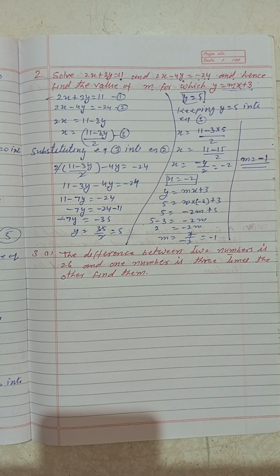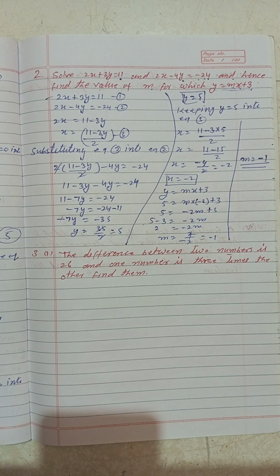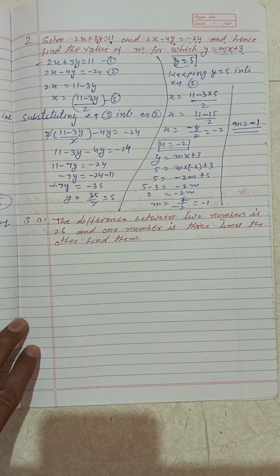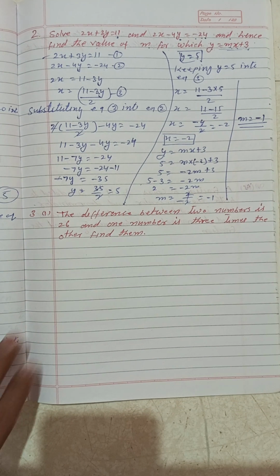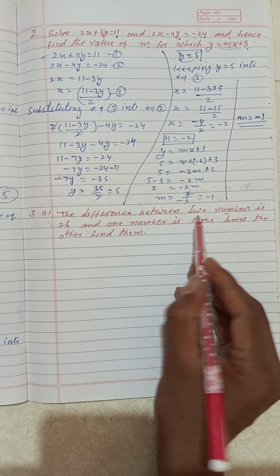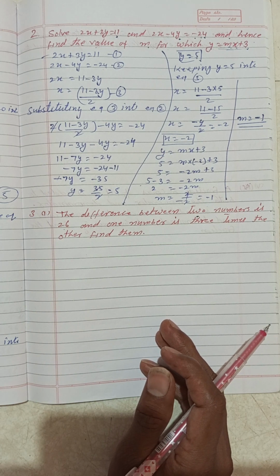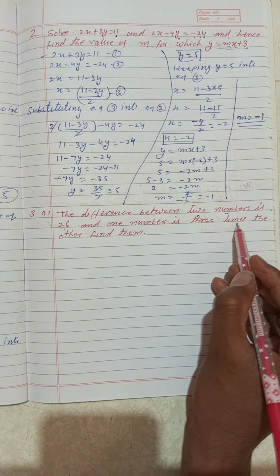Let's take another question, that is the third main one, the verbal problems. To solve a verbal problem, first of all, in this lesson on linear equations in two variables, there will be two conditions, so that it becomes a linear equation in two variables. Two variables means two conditions will be there. Let's take one example of this question. The difference between two numbers is 26, and one number is 3 times the other number.